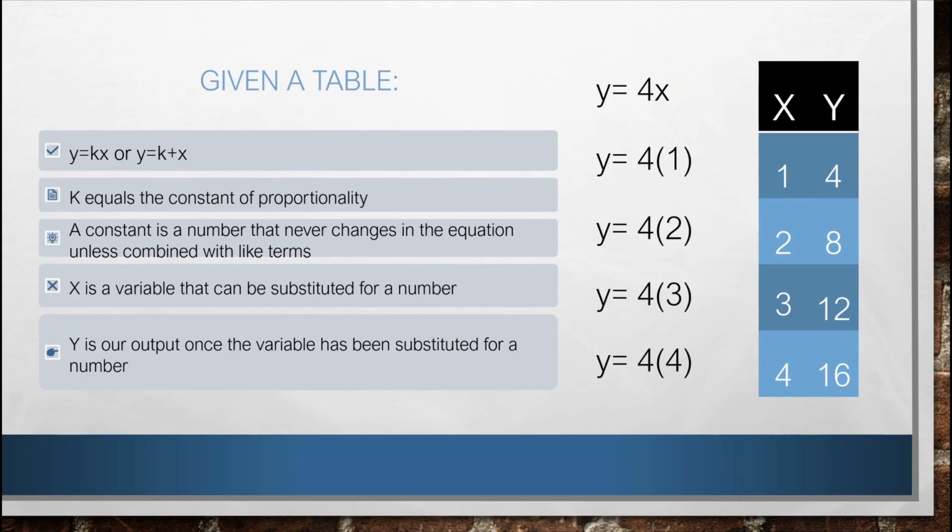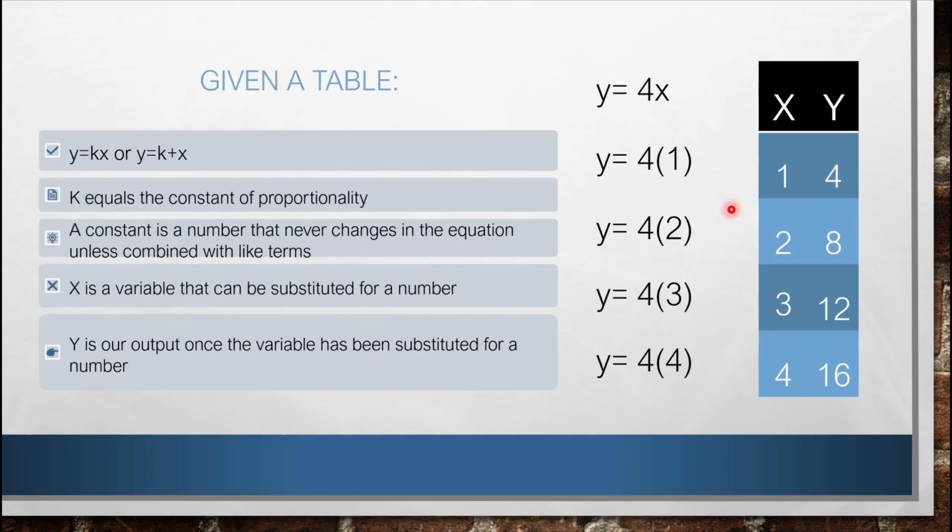All right, so what if you were given a table of either y equals kx or y equals k plus x? The k is the constant of proportionality. Whoa, big words, right? That's just saying a constant, and a constant is really just a number that never changes in the equation, such as this 4, unless combined with like terms. So say I had a 4x plus an x. Well, you'd have to combine them, and it would be a 5x. X is a variable that can be substituted for a number, and the y is our output once the variable has been substituted for a number.